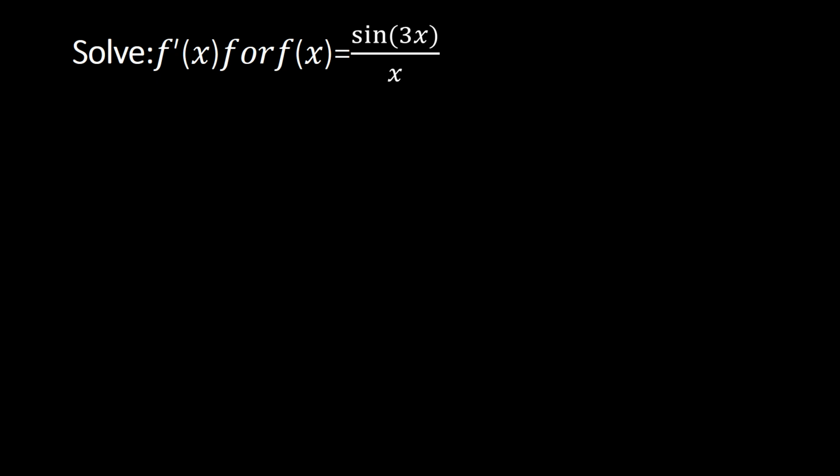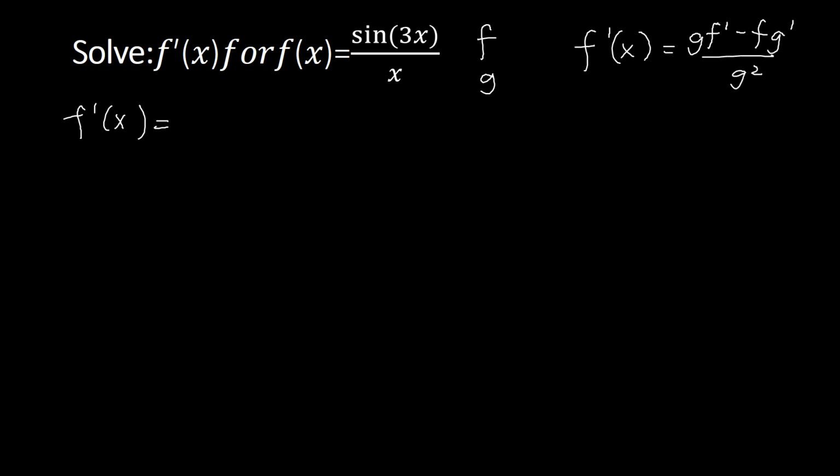We are to solve for f prime of x, for f of x equal to sine 3x over x. So f prime of x is in the format of a quotient, so we will be doing the quotient rule. We'll start with the following: if this is our f, this is our g, we will have f prime of x equal to g times f prime minus f times g prime over g squared. So we follow that one.